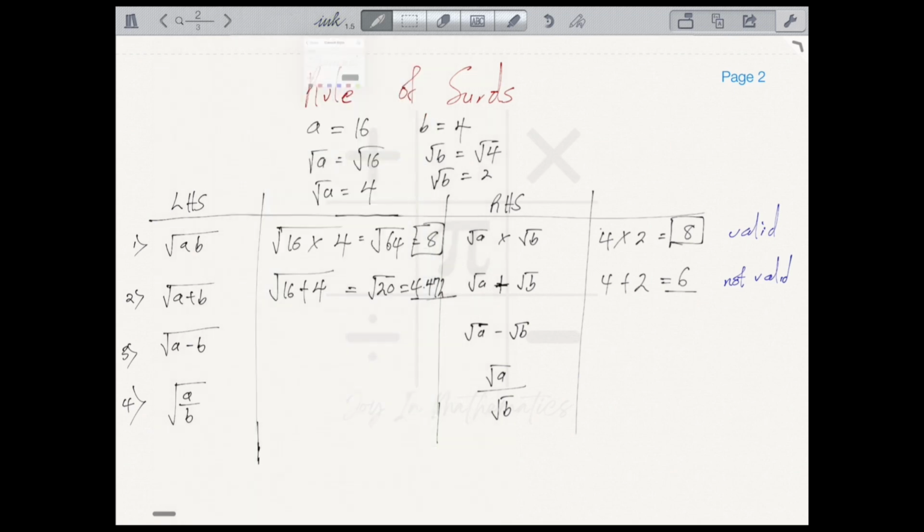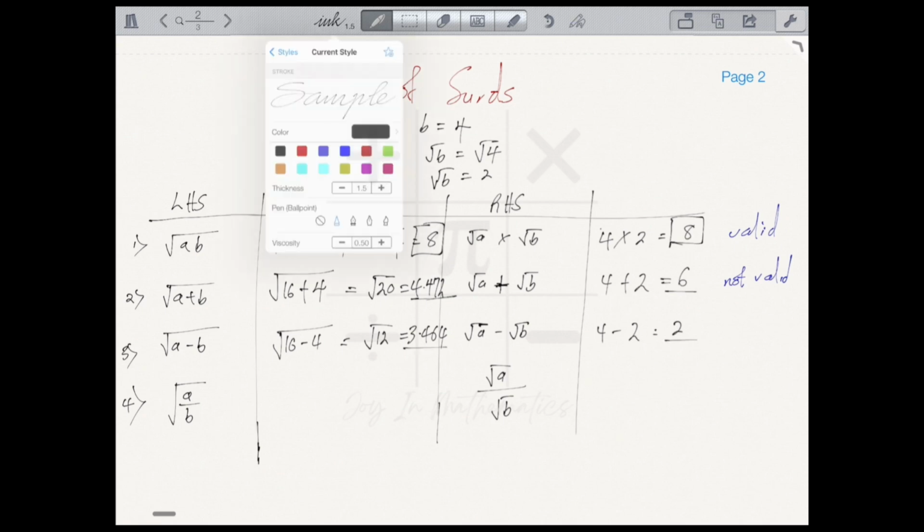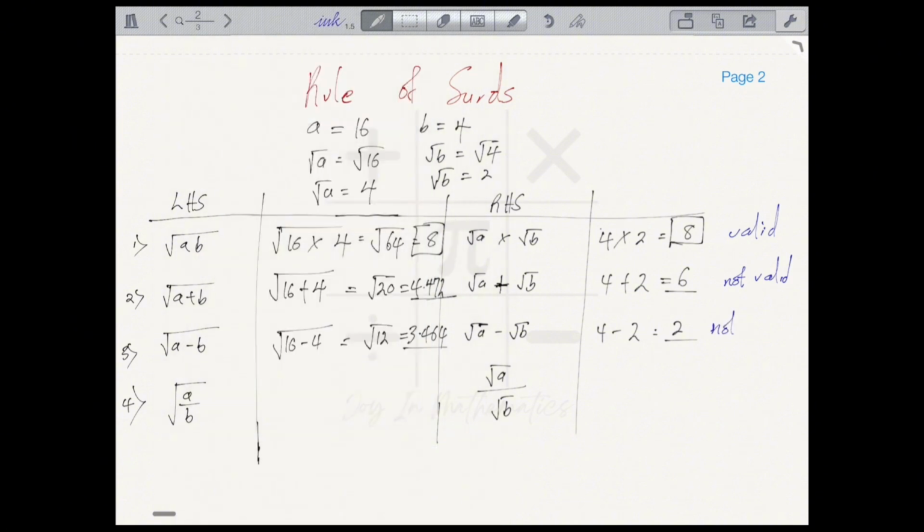Let's go a step further to number 3. This time around, we'll be considering A minus B. That's 16 minus 4, and 16 minus 4 is 12. The square root of 12 is 3.464. Now let's consider the right hand side. Root A is 4. Root B is 2. And 4 minus 2 is 2. Now 2 is not the same thing as 3.464. Therefore, this line again is not valid.